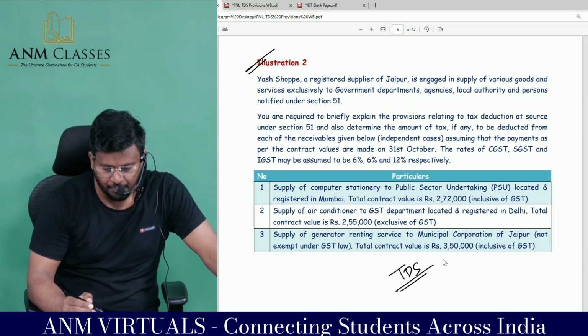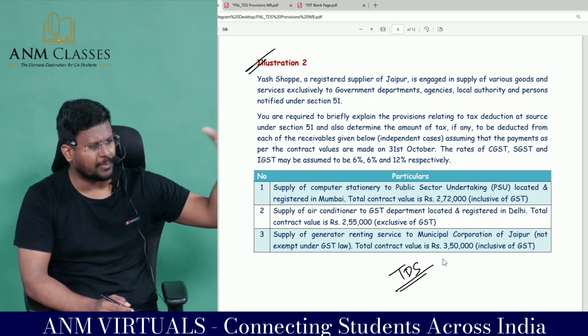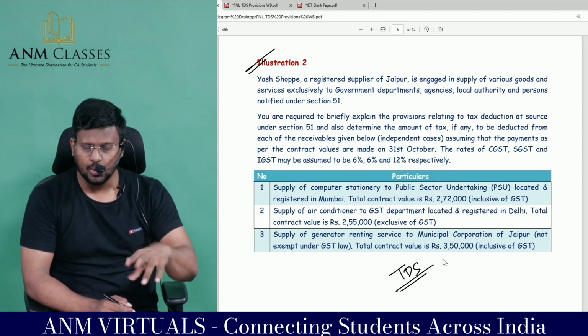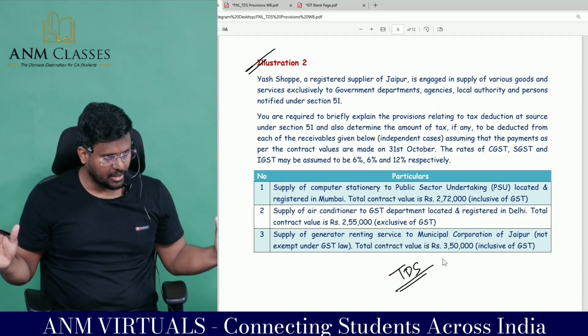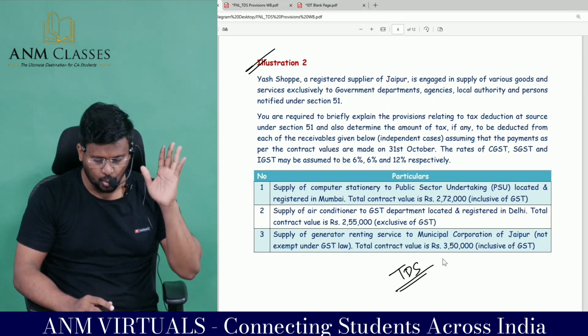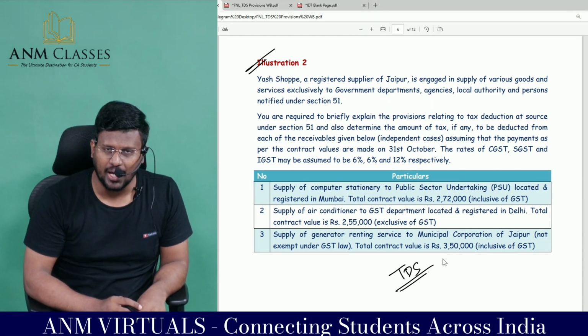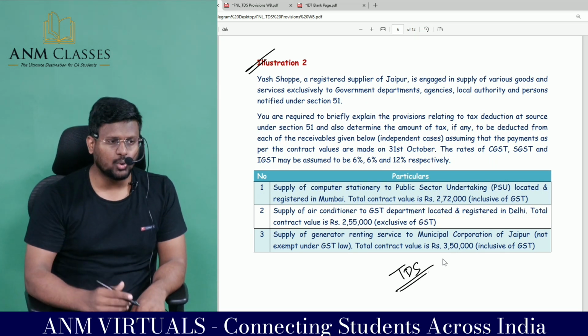TDS. T stands for taxable supply of goods or services or both. That means the supplier should supply. Sir, by disallowing 2 things, you have to find out the contract value. Number 1, you should not include the exempt supply. And number 2, you should not include the taxes. Without including these 2, if the contract value exceeds 2,50,000, then the recipient is liable to deduct TDS.